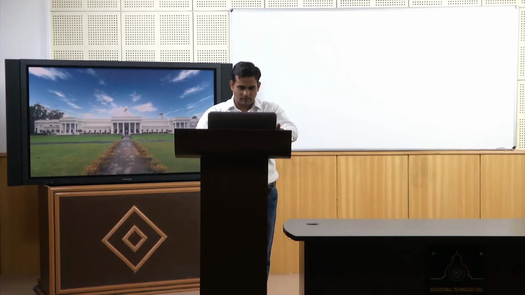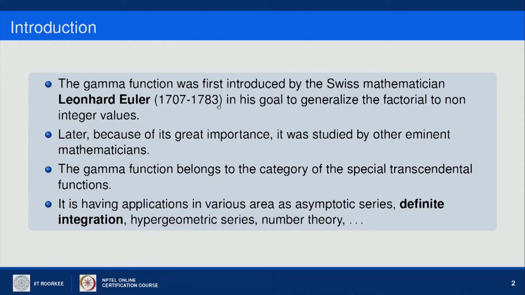So let us look at a bit of the history of this function. The gamma function was first introduced by the Swiss mathematician Leonhard Euler in 1730, in his goal to generalize the factorial function to non-integer values. As we know, the factorial function is defined only for integers, and from the question of how to generalize it for non-integer values, the development of the gamma function started.